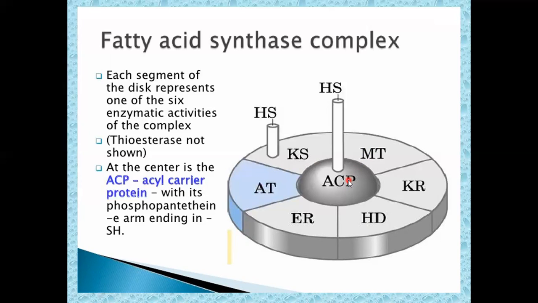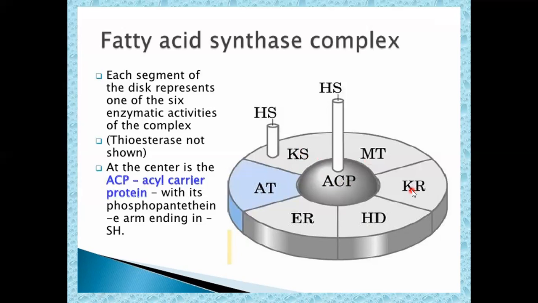Now, number 3 is the KS subunit. KS subunit is beta ketoacyl ACP synthetase, and it helps in the condensation of the acyl and malonyl groups. Now, next is number 4, the KR subunit. KR is beta ketoacyl ACP reductase. This KR subunit helps in the reduction of the beta keto group to a hydroxyl group.